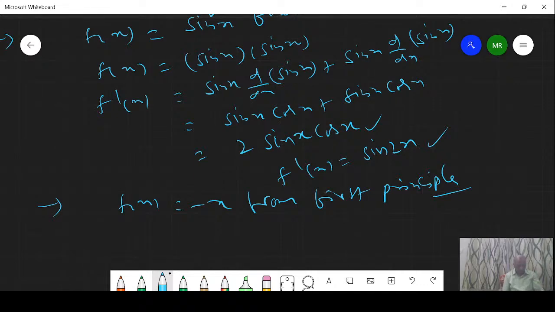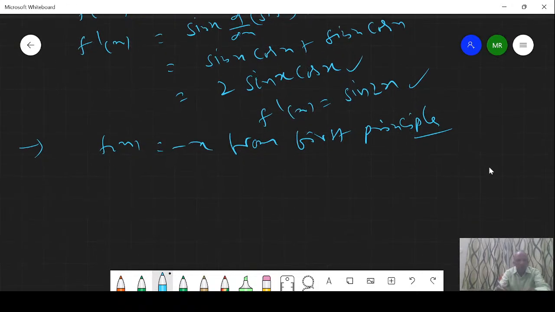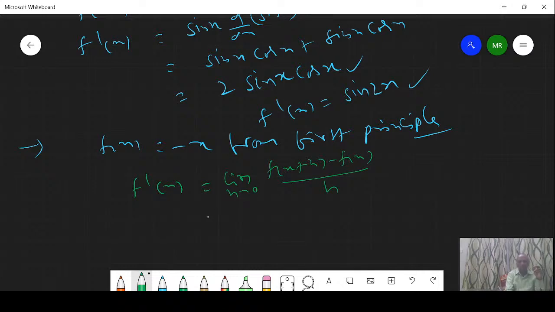Then how to find the derivative of this one using first principle? When they are talking about first principle, always remember, you should write f dash of x is equal to limit h tends to 0 f of x plus h minus f of x by h. Then write the function: minus of x plus h. My f of x is minus x, by h. Correct?